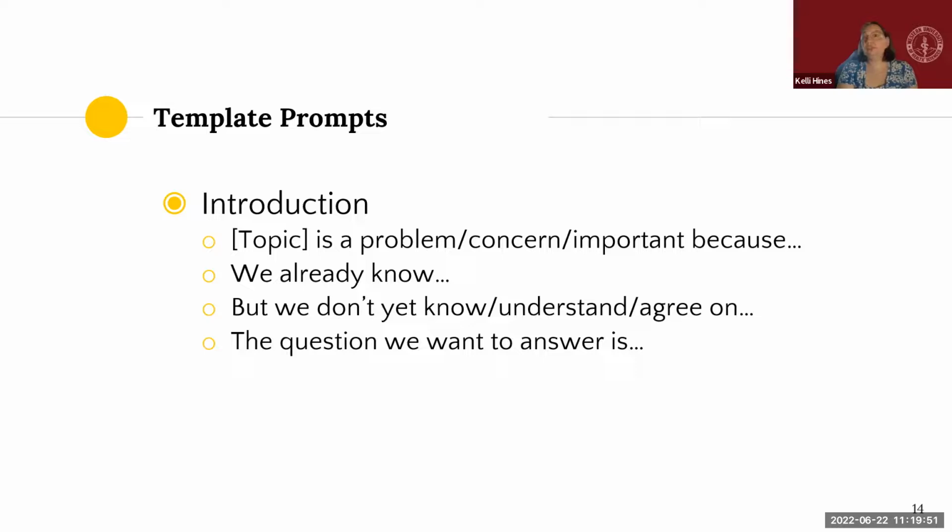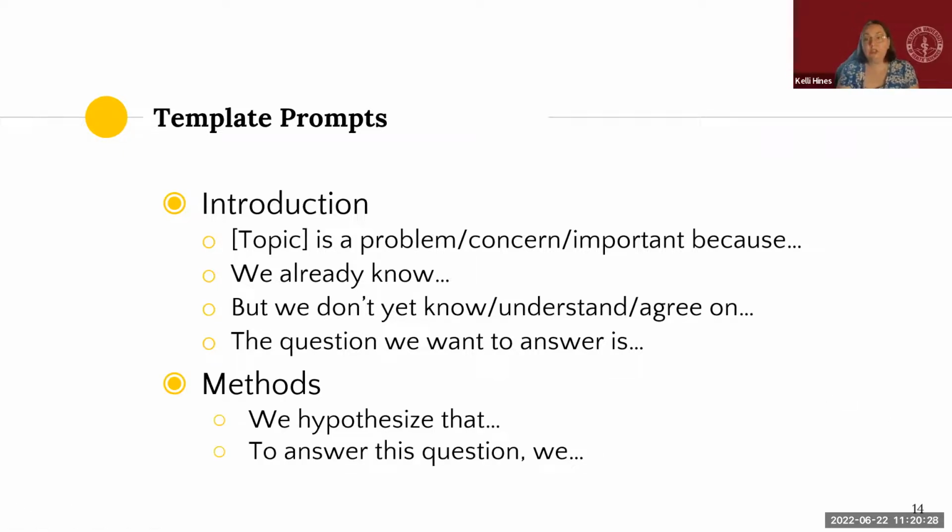Just as a rough draft, priming the pump, as you're writing your introduction, you can say this topic is a problem, or is important, or is a concern because, and then whatever that is, that'll cue you to write about it. We already know, and this is where the literature comes in. So what do you already know? How do you know it? Who's already said this? What we don't yet know, understand, or agree on is whatever. The question we want to answer is, and then whatever your question is.